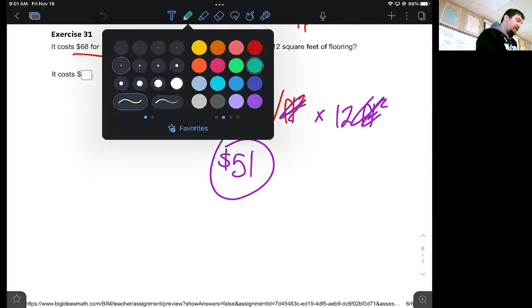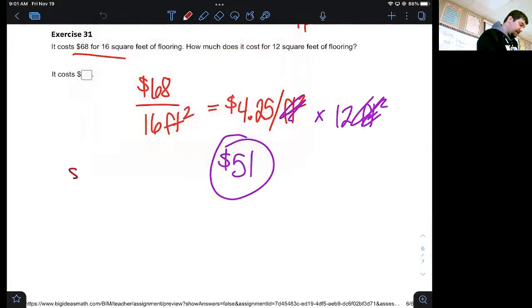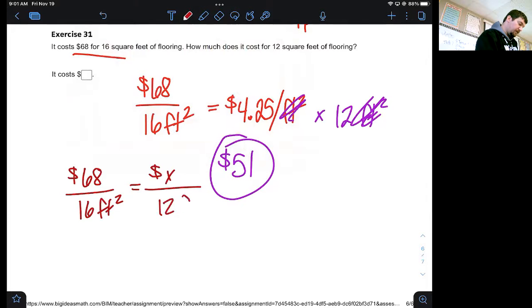Yeah, we could have actually set up a proportion and said it's $68 for 16 square feet. So how much will it cost? X dollars for 12 square feet. And that's another way we would have cross multiplied and got 51. Okay, we just didn't know how to set up a proportion yet when we were doing this homework for 5.1.